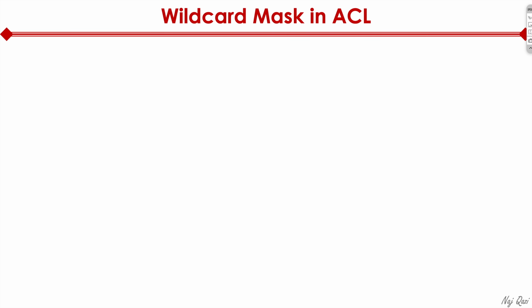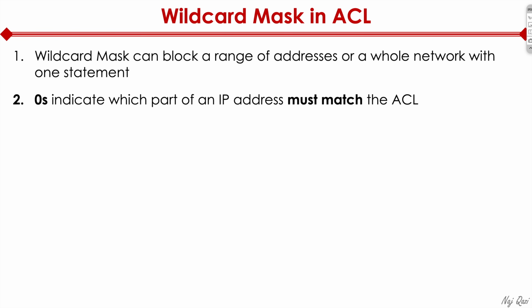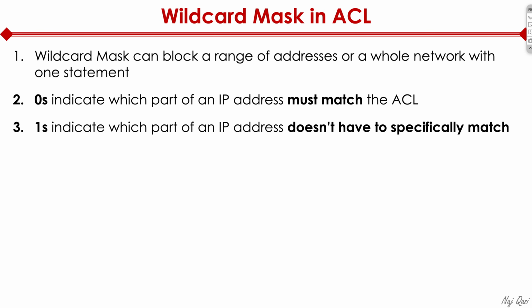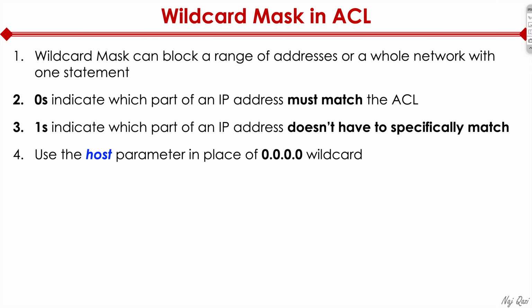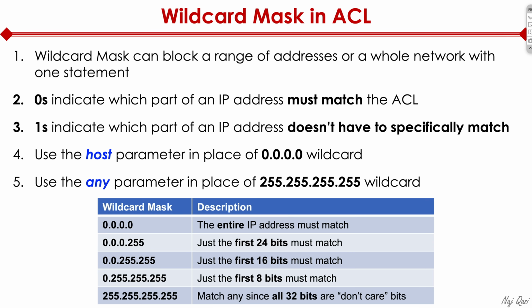Now let's quickly talk through the wildcard mask, because ACLs require a wildcard mask. A wildcard mask can block a range of addresses or a whole network with just one statement. Zeros indicate which part of an IP address must match the ACL. Ones indicate which part of an IP address doesn't have to specifically match the ACL. Use the host parameter in place of the 0.0.0.0 wildcard, or use the any parameter in place of the 255.255.255.255 wildcard. And here's a quick chart.